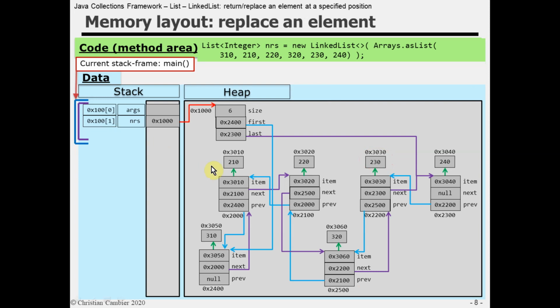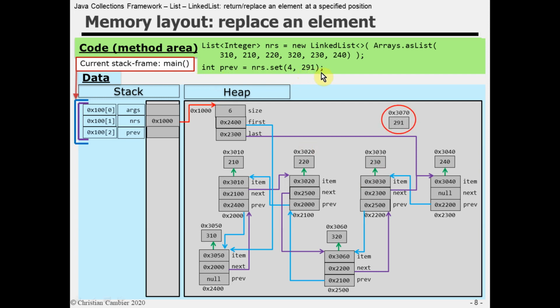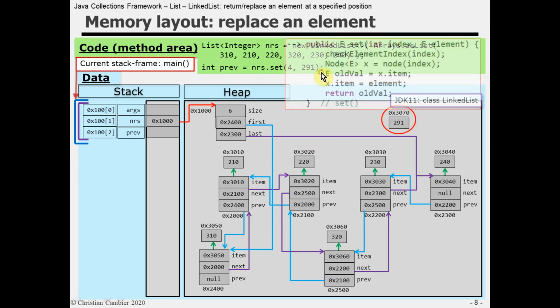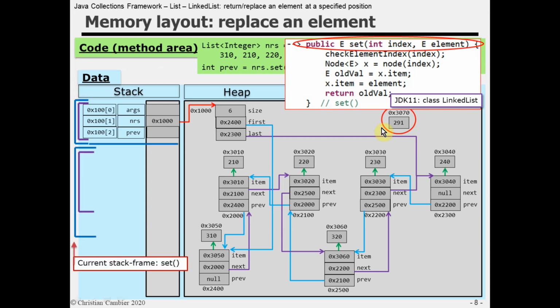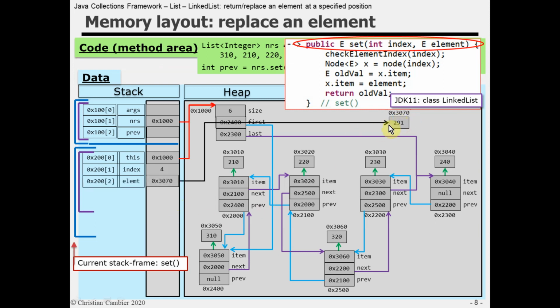How about replacing an element? Well, let's set the value of element at position 4 to value 291. First, local variable previous is allocated on the stack. And then set adds objects, not integer constants. So out of 291, using boxing, an integer wrapper object is first created. And then the actual set method of the linked list is called. Let's set up the stack frame. So we have the this pointer, the index value of 4, and a reference to this wrapper object, 3070.